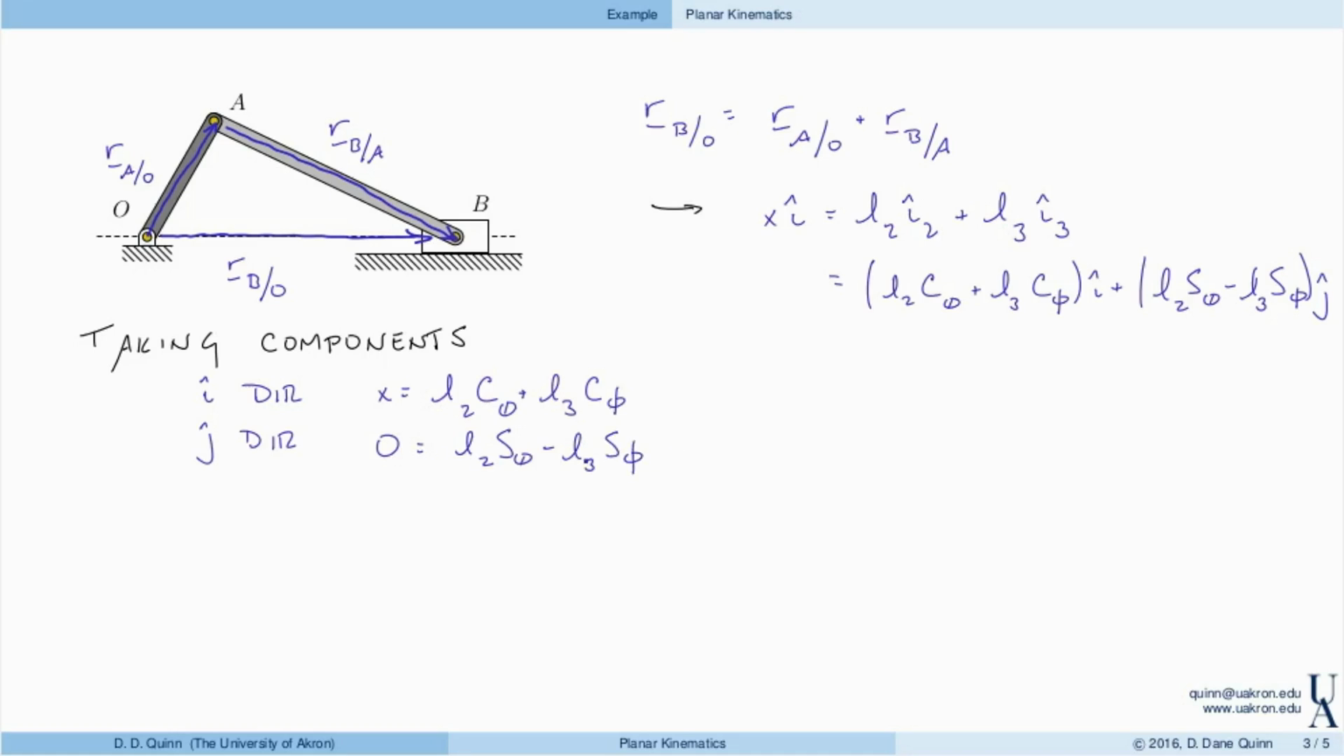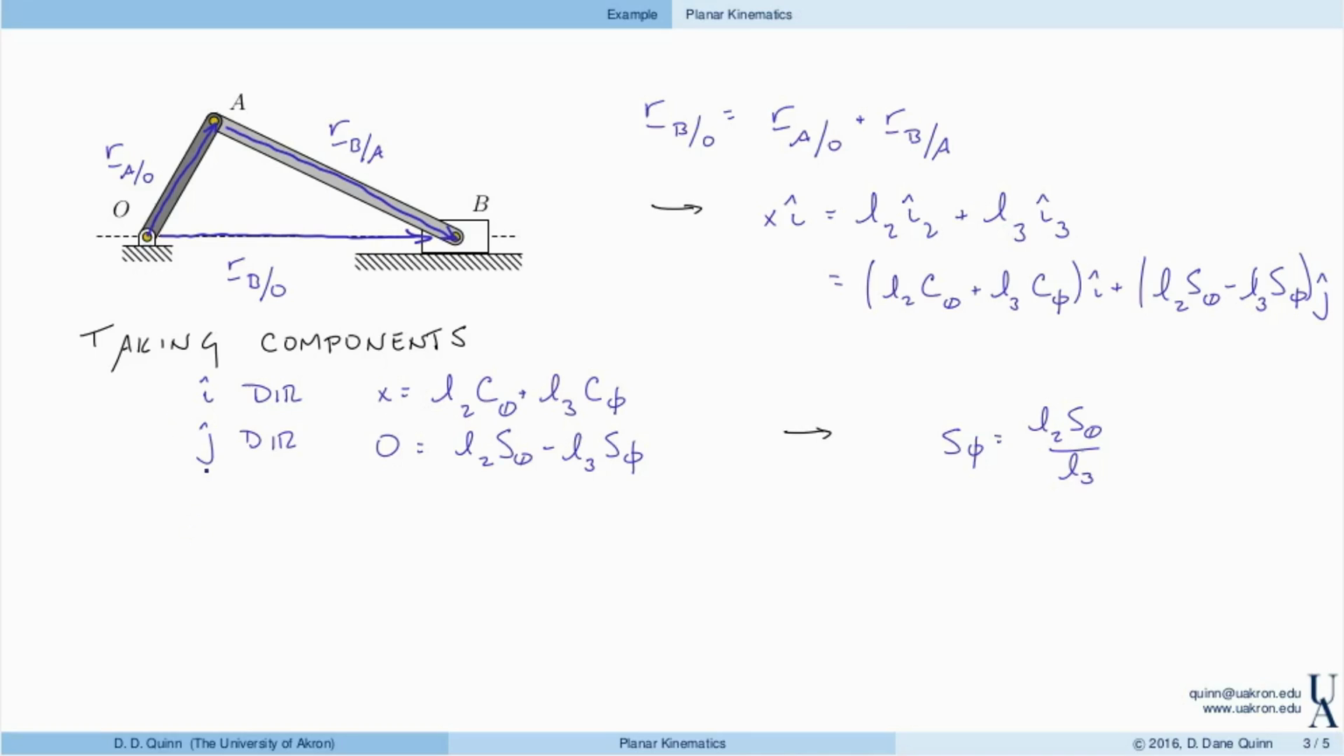So notice that the second equation, I can solve for sine of phi in terms of sine of theta, or effectively phi in terms of theta, and I find that sine of phi is equal to L2 sine of theta divided by L3. And then I can use that back in this expression to solve for x.